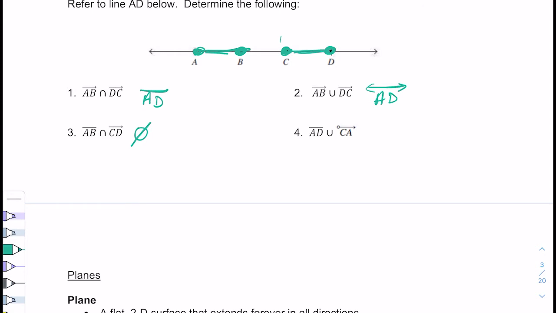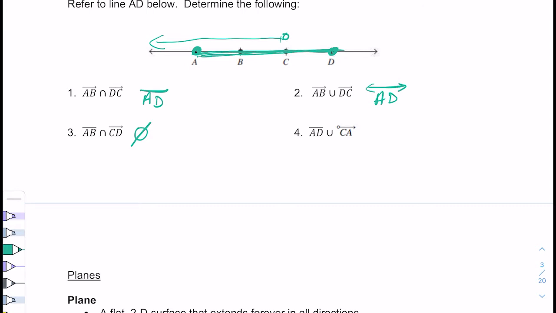And in number 4, you've got line segment AD. And then remember, you've got an open circle there, so we refer to that as half line CA. So we're looking at their union. So line segment AD would go from point A to point D. And then I've got half line CA. So that's an open circle at C, and then it's in the direction of A forever. So again, we're looking at union.